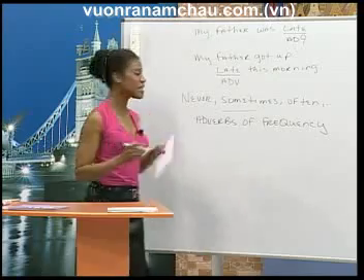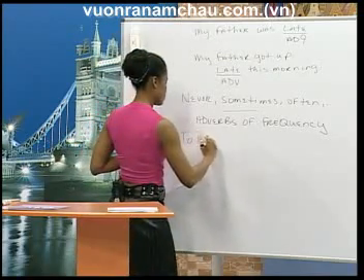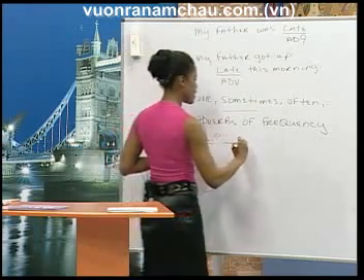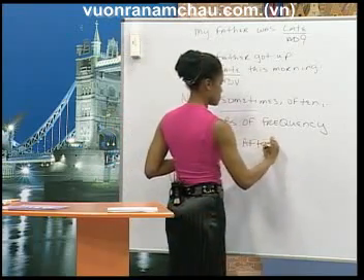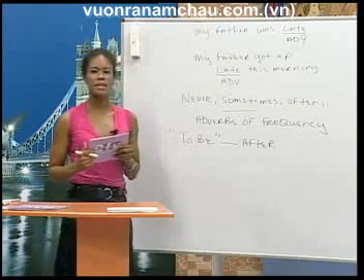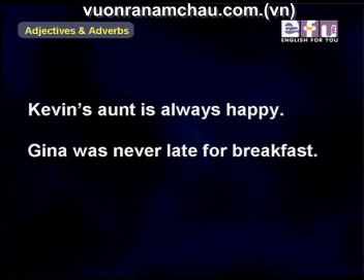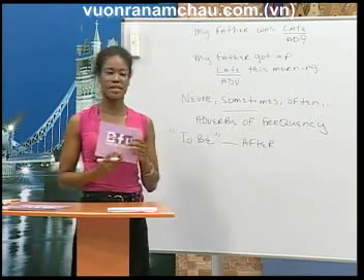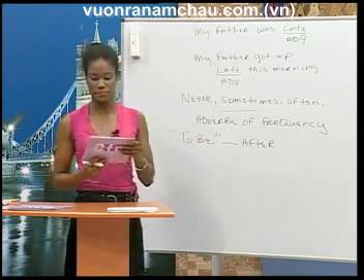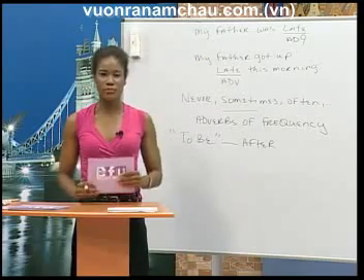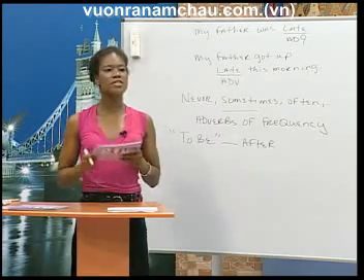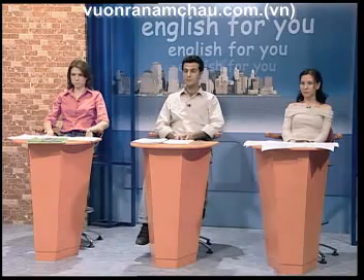However, with the verb to be, they must come after the verb. Look at these examples. Kevin's aunt is always happy. Next, Gina was never late for breakfast. Okay, do you see how the frequency adverbs came after the verb to be? Now let's practice adverbs. So I want you to use adverbs in your answers.